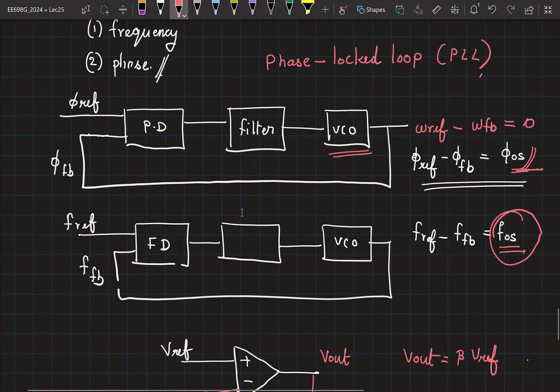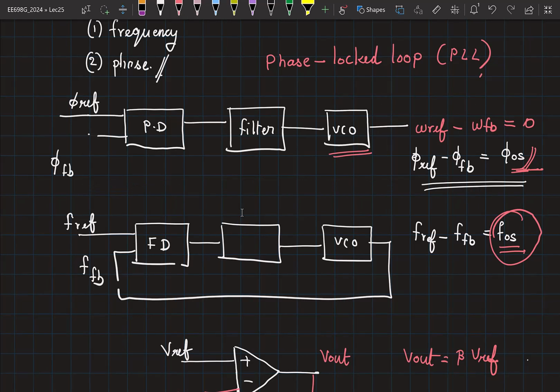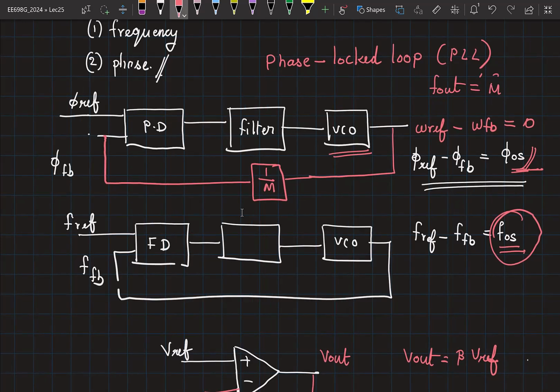So what should we do here? Something to be done in the feedback loop. So I add a divider, let's say, which divides by M. Then my phase as well as frequency get multiplied by M. So my F out will be equal to M times Fref. What is M? M is the division factor.